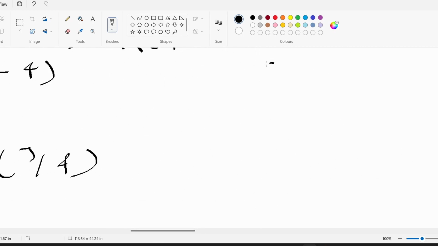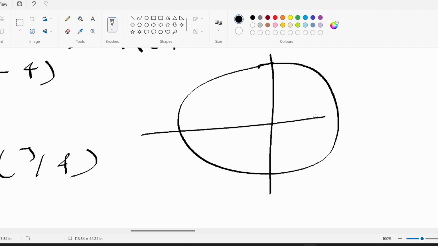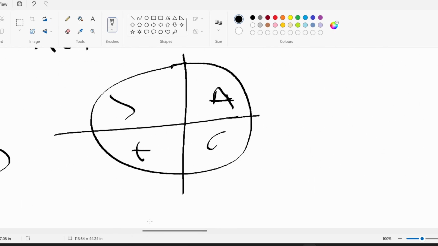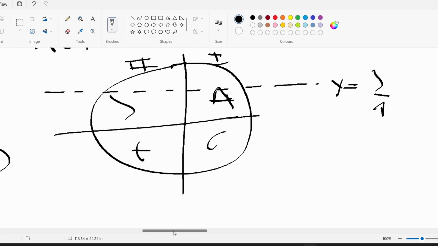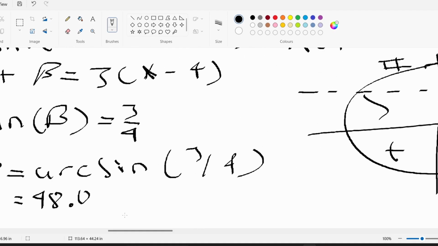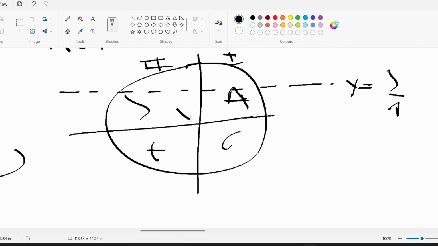Let's draw the unit circle, like this, basically. If I use the CAST diagram, and we draw y equals 3 over 4, this is y equals 3 over 4. It intersects quadrant 2 and quadrant 1. You know that sine has to be positive, and it's only positive in two quadrants, like these two. So you know that there must be an angle like this. I'll draw this in a different color.